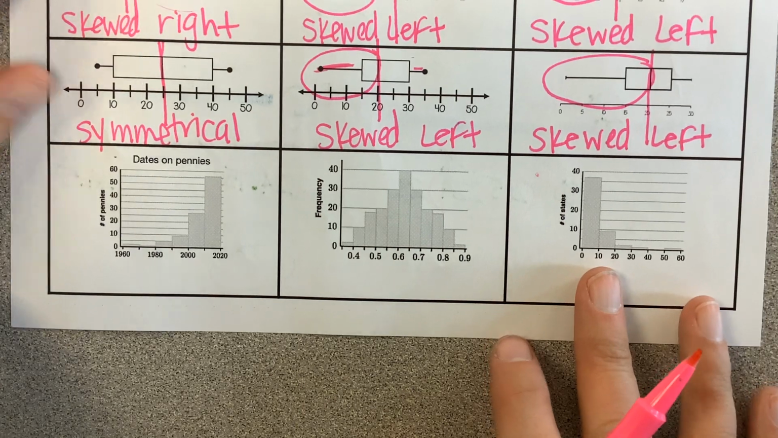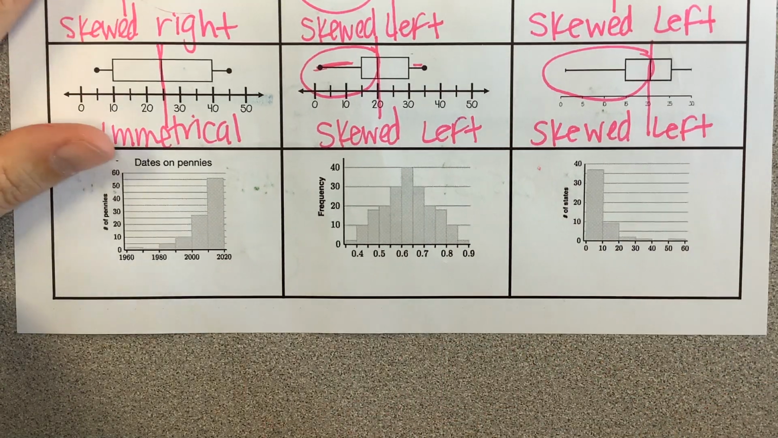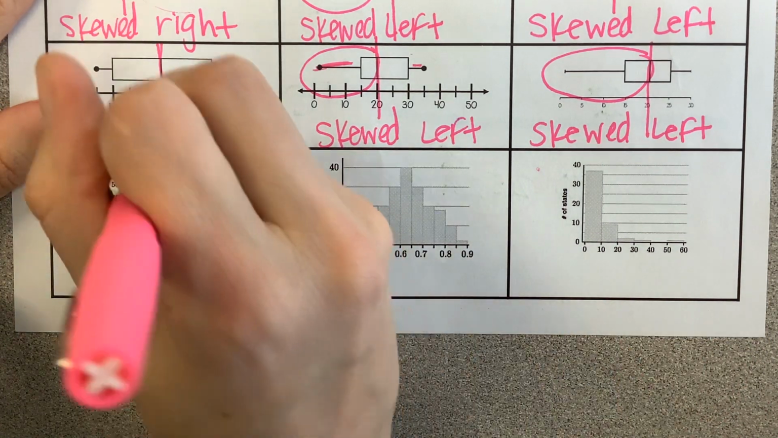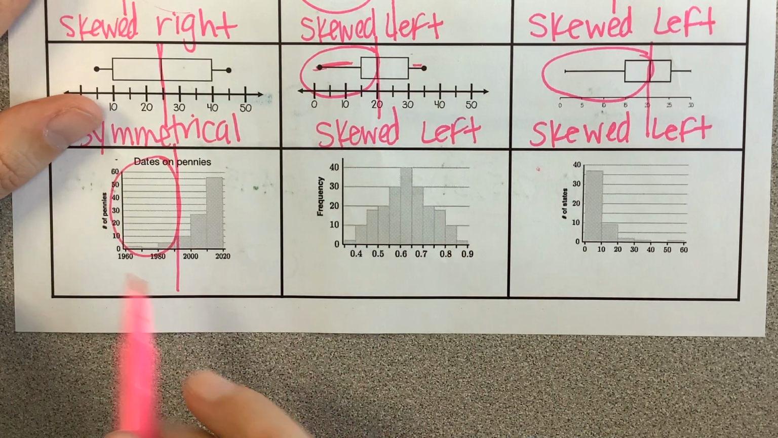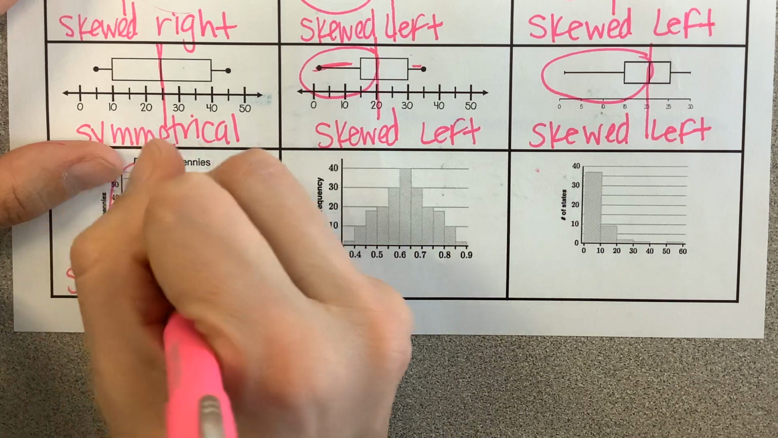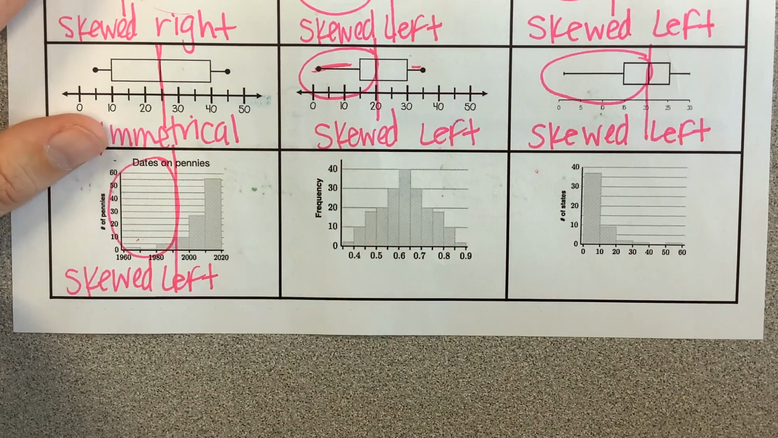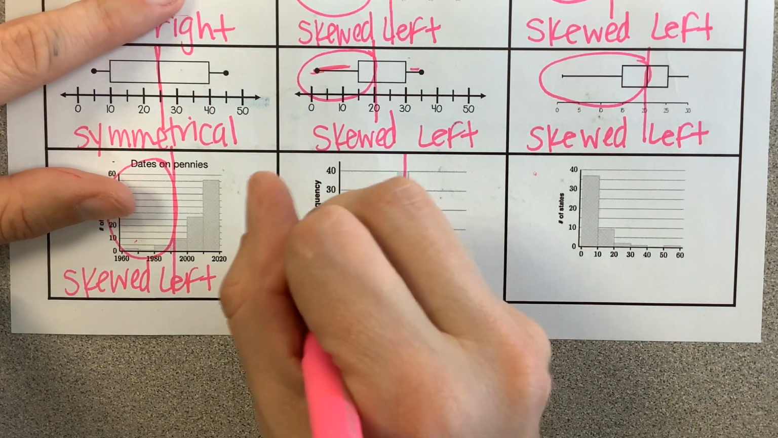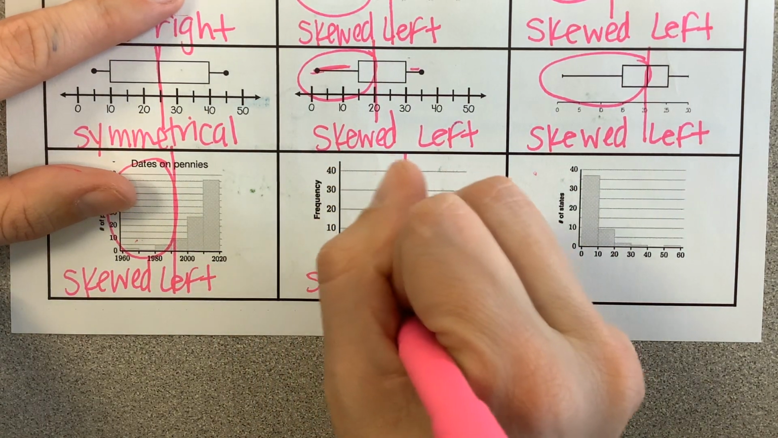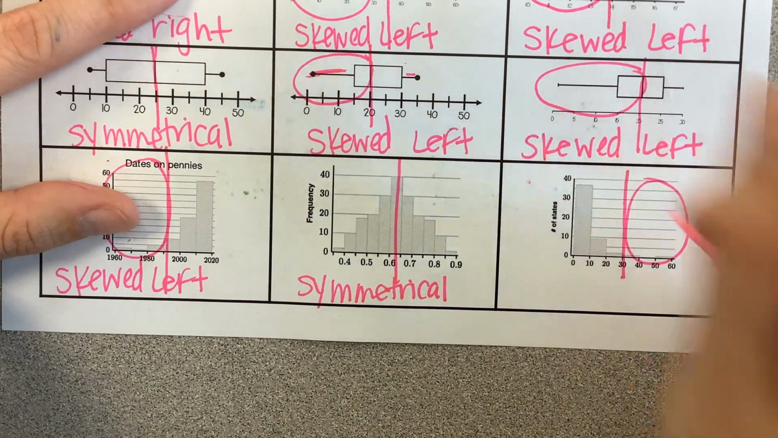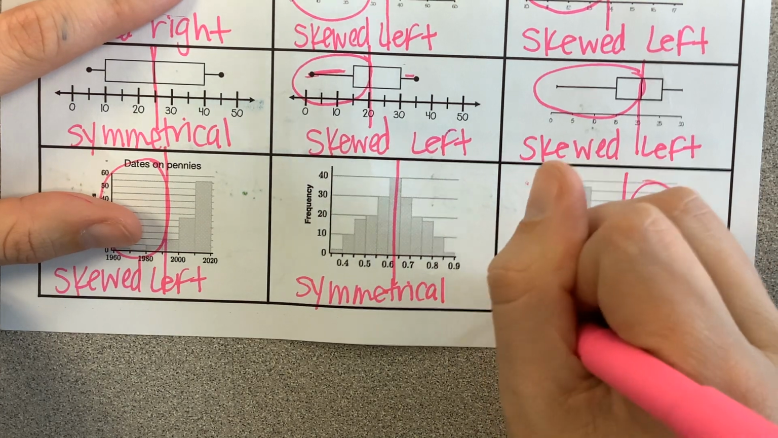And last ones, looking at these bar graphs. Here, if I split it down the middle, for bar graphs and line plots and dot plots, we are looking for less data to see where it's skewed. There's less data on the left, so this is skewed left. When I look at this one, it looks pretty identical, so that is going to be symmetrical. And when I look here, there is less data on the right, so it is skewed right.